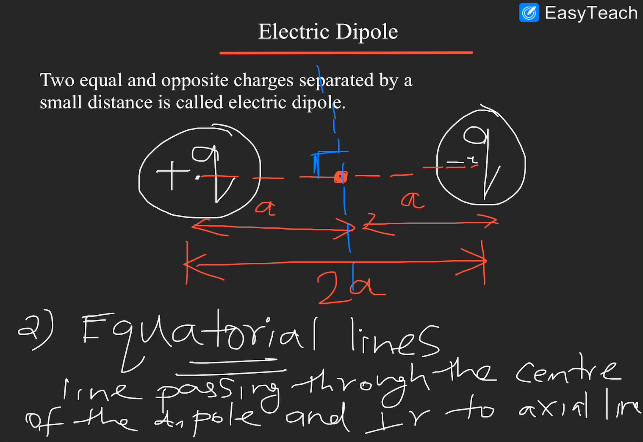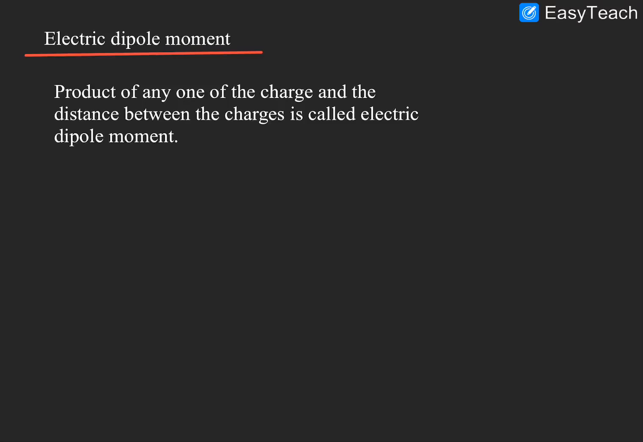Okay, now in case of a dipole, we will define one more quantity, that is electric dipole moment. So this is the definition for electric dipole moment. It is the product of any one of the charge and the distance between the charges. So in the case of a dipole, you are having two charges, plus q and minus q, both having magnitude q. Plus and minus are simply sign. Magnitude is q. Plus q and minus q means magnitude is q. Okay, if the dipole is plus 2q and minus 2q, then magnitude is 2q.